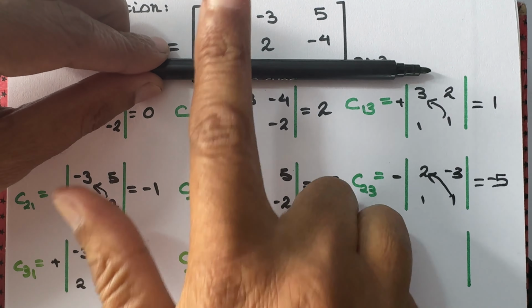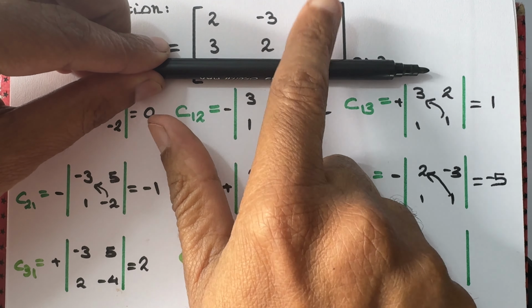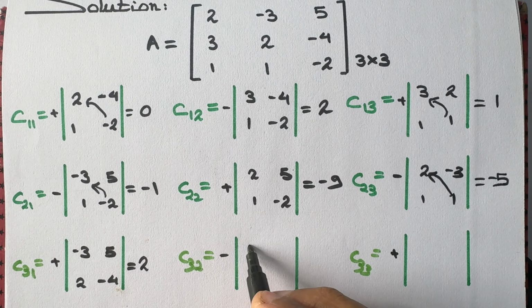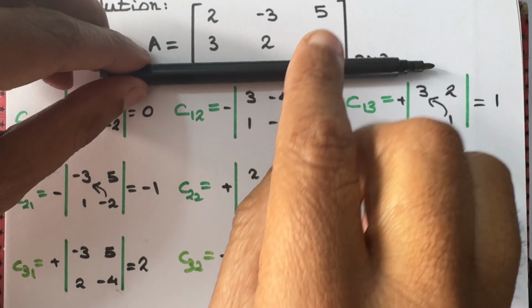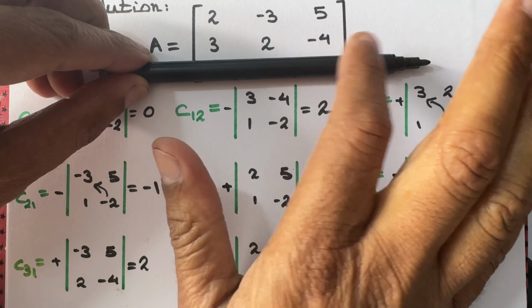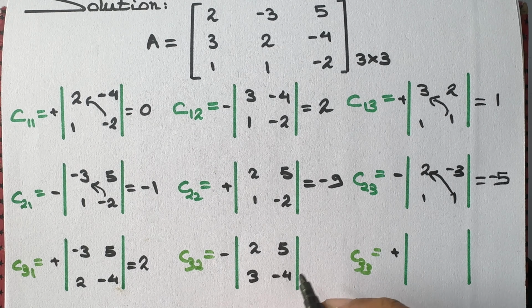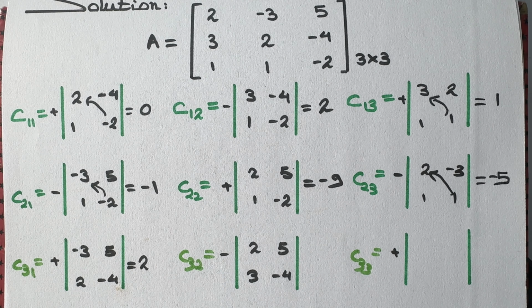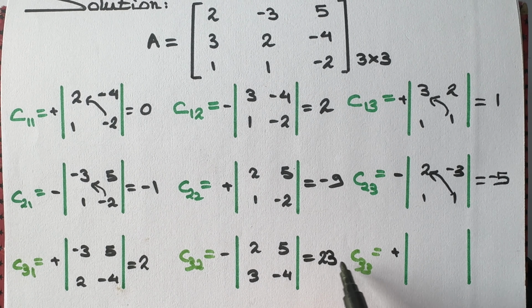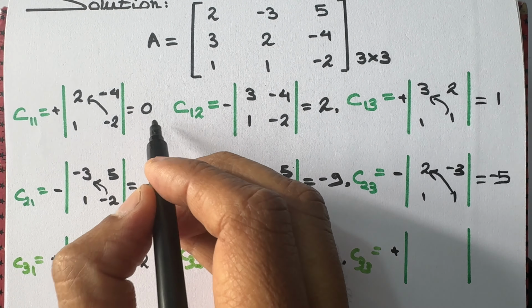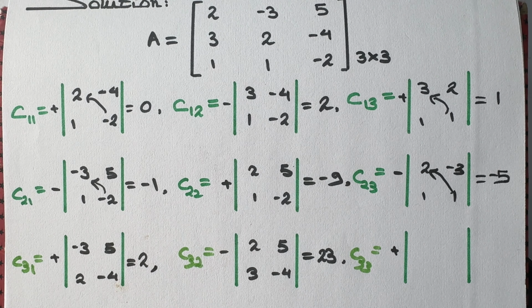C32: third row, second column. We are left with 2, 5, 3, minus 4. That gives minus 8 minus 15, which is minus 23. But we have a negative sign outside as well, so we get plus 23.